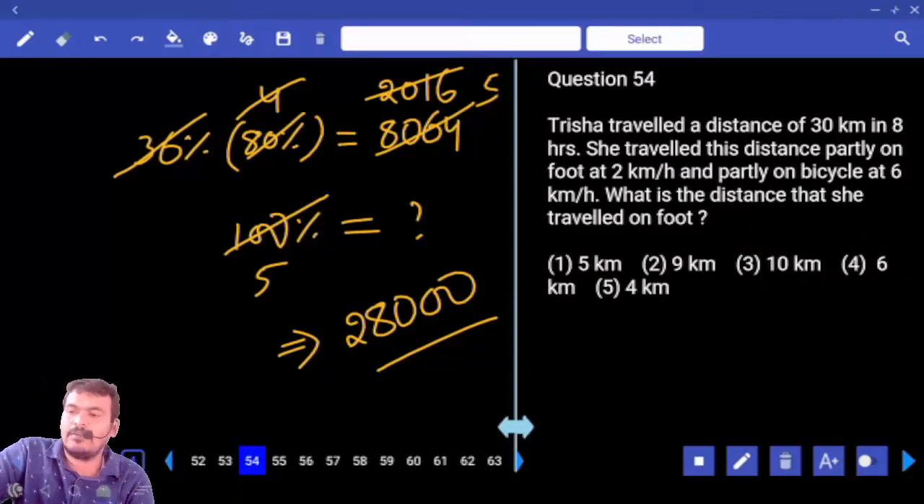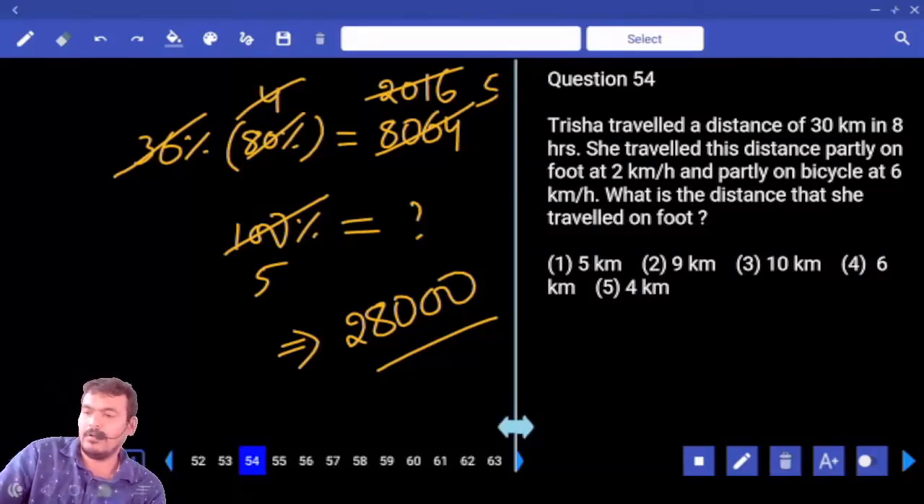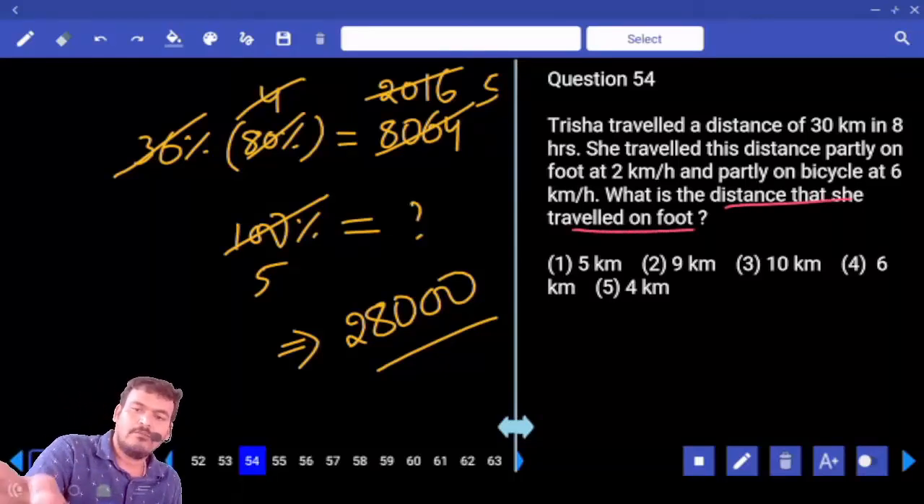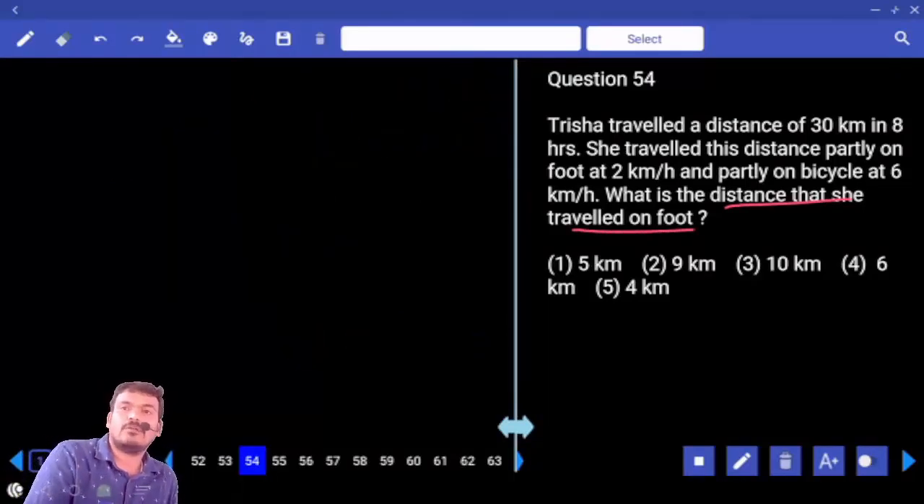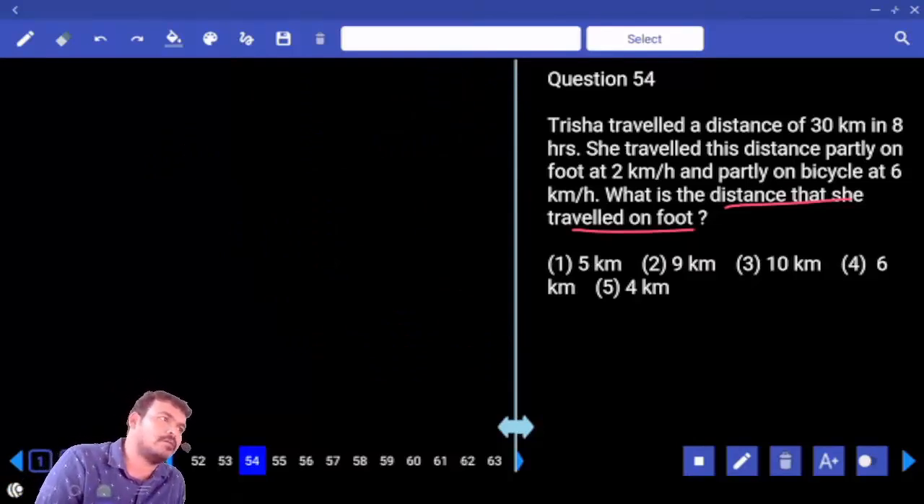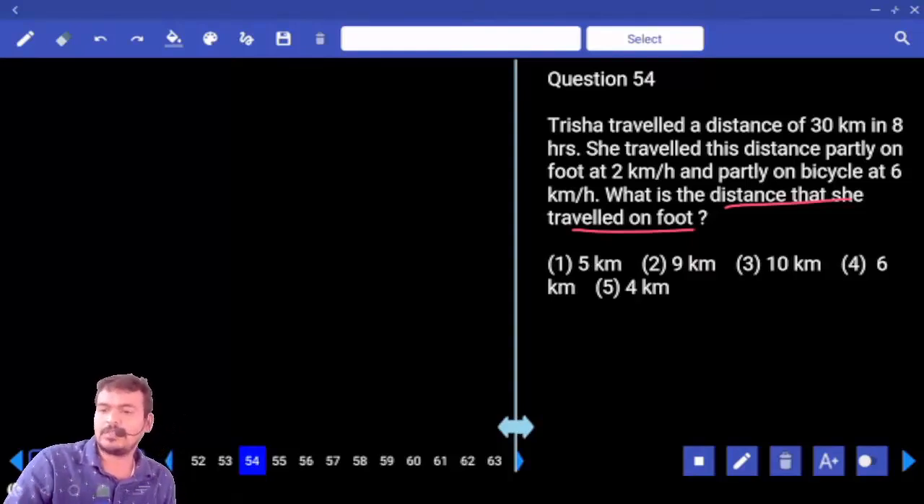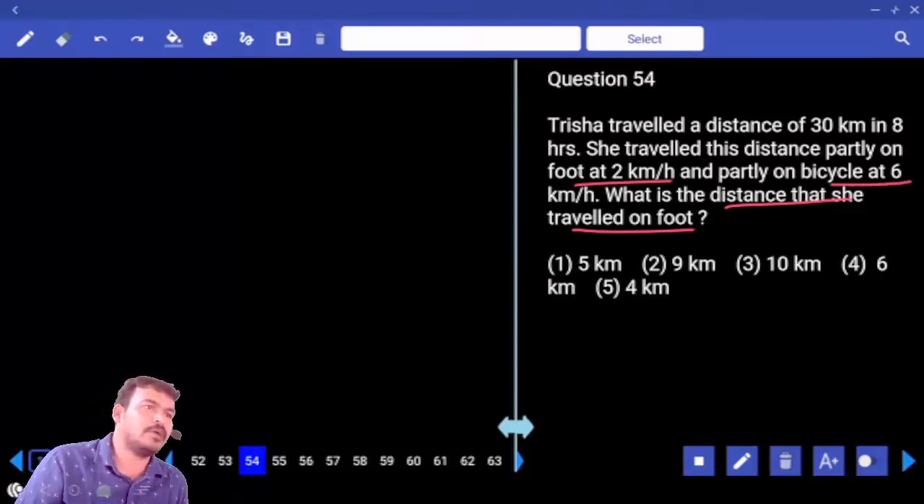Next, Trisha traveled a distance of 30 kilometers in 8 hours. She traveled this distance partly on foot at 2 kilometers per hour and partly on bicycle at 6 kilometers per hour. What is the distance that she traveled on foot? Okay, we require the distance value, or not? What is the total distance given? 30. It is split into 2 parts or only 1 part? 2 parts. First case, what is the speed value? 2 kilometers per hour. Second case, speed value 6 kilometers per hour.